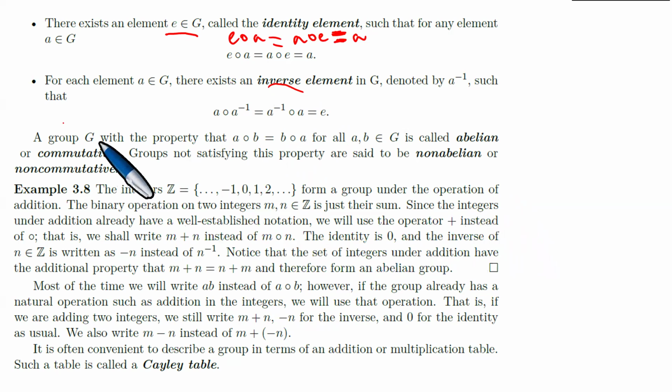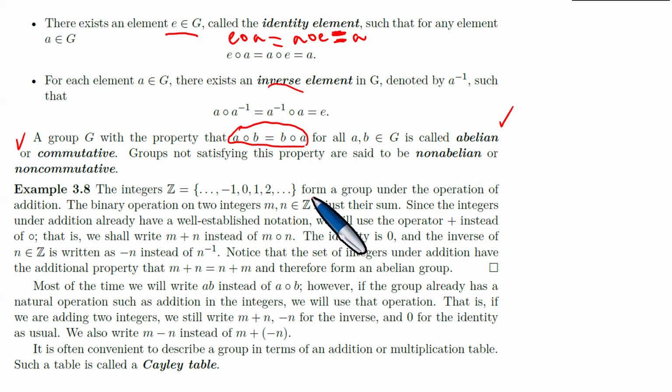Right, so we go on to say a group G with the property that the composition of A and B is the composition of B and A for all A, B in G is called abelian or commutative. So there's a group that is called abelian or commutative where the composition of A and B is equal to the composition of B and A for all A, B in G. Groups not satisfying this property are said to be non-abelian.